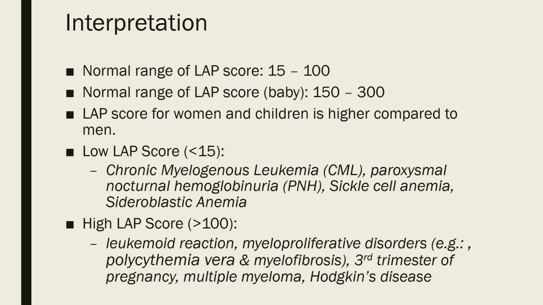Alright, so for the interpretation, the normal range of LAP score is 15 to 100, while the score for babies is 150 to 300, and the LAP score for women and children is higher compared to men. A low LAP score, which is less than 15, is often found in patients with chronic myelogenous leukemia, CML, paroxysmal nocturnal hemoglobinuria, PNH, sickle cell anemia, and sideroblastic anemia.